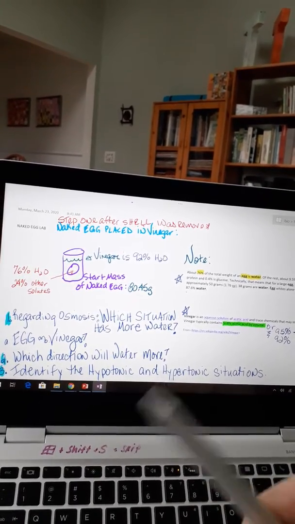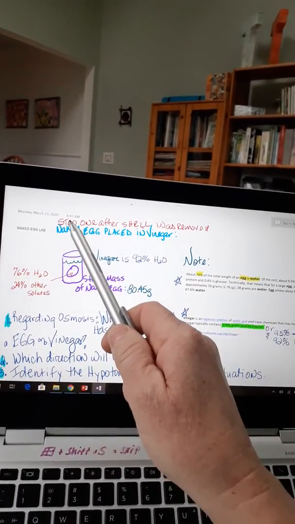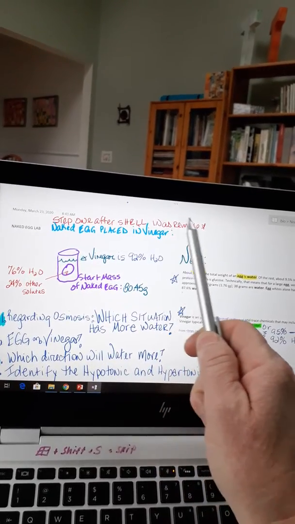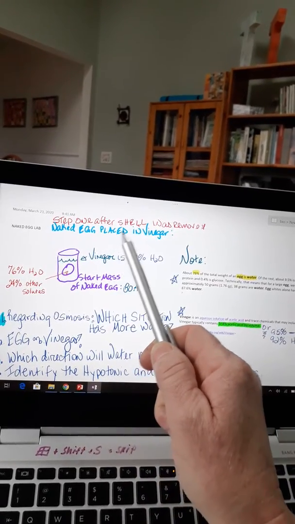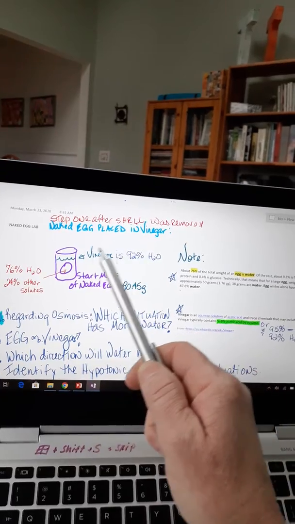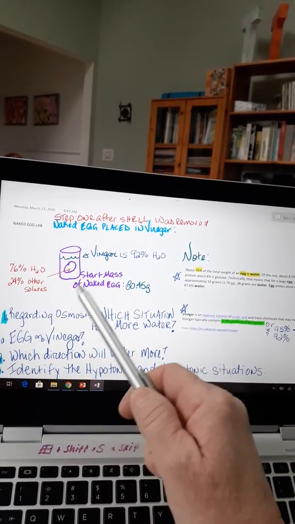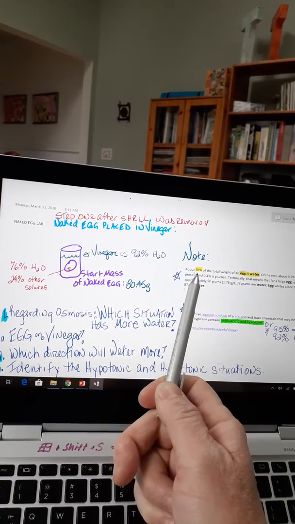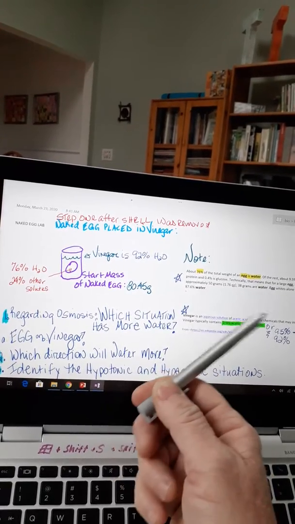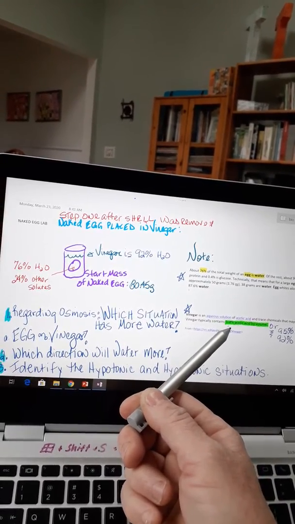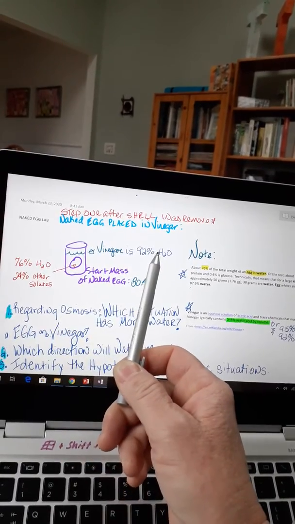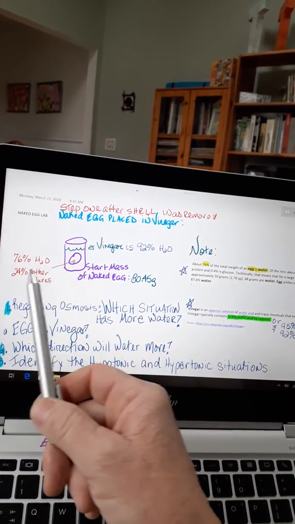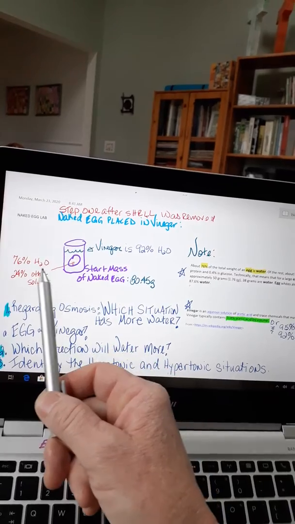Good morning. I'm going to show you step 1 after the shell was removed from the naked egg and you placed it in vinegar. I drew a small diagram to show you the situation, and I did some research over here to find out how much water is actually in an egg and how much water is actually in vinegar. Vinegar is 92% water, so we put the naked egg into the vinegar.